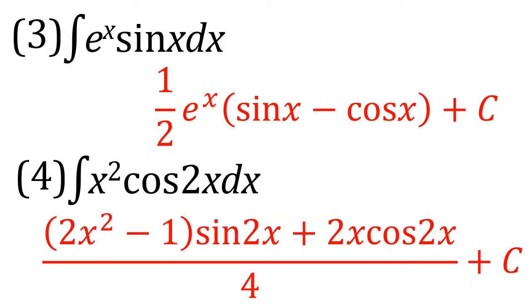Now I want you to try these. Given number 3, the integral of e to the x sine x dx. The answer will be 1/2 e to the x times sine x minus cosine x plus c. And number 4, the integral of x squared cosine 2x dx. The answer will be 2x squared minus 1 sine 2x plus 2x cosine 2x all over 4 plus c. Now, pause the video and answer the following using integration by parts. After answering, you may unpause the video and check whether your answer is correct.